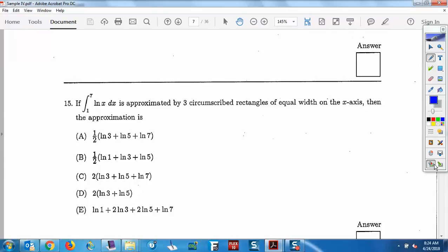What else? Oh, look at 15. What's a circumscribed rectangle? Outside. Inscribed is inside. Now, that means it could be a combination of rights and lefts. It might be a right, it might be a left, could be a midpoint. It could be a lot of things depending on the region. But again, this is one of those pre-calculus things.